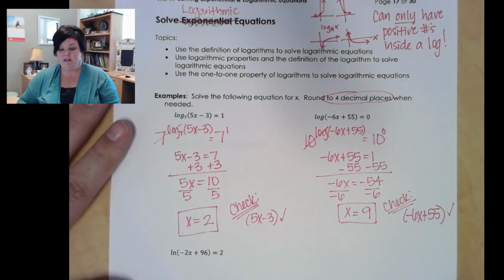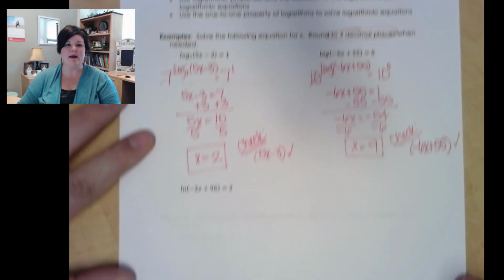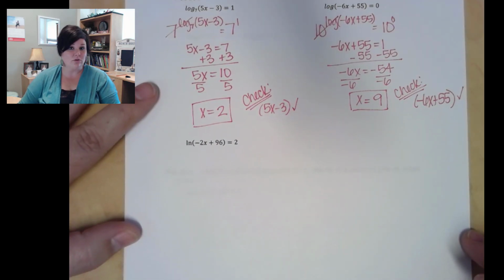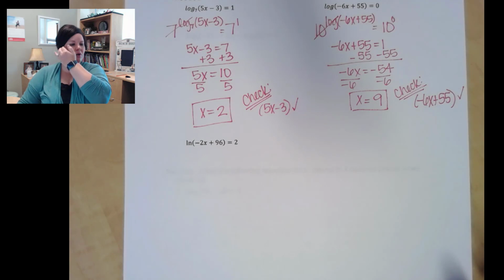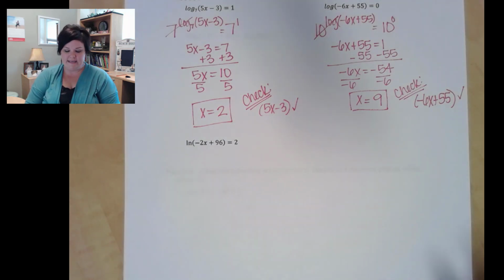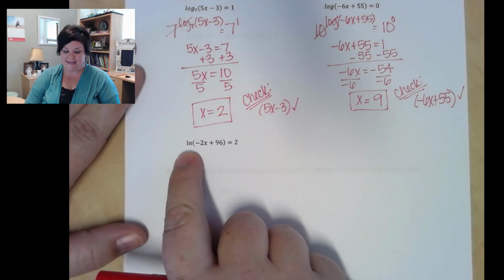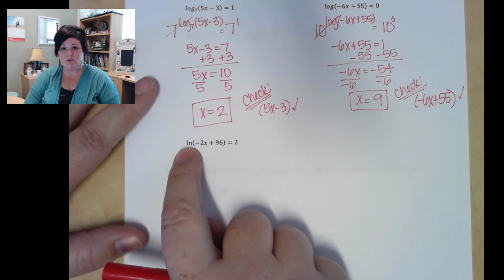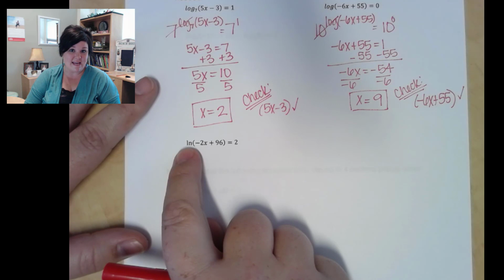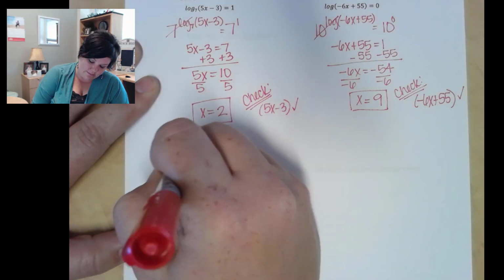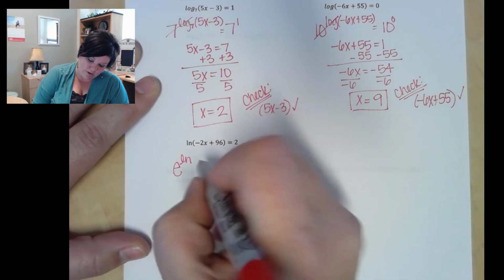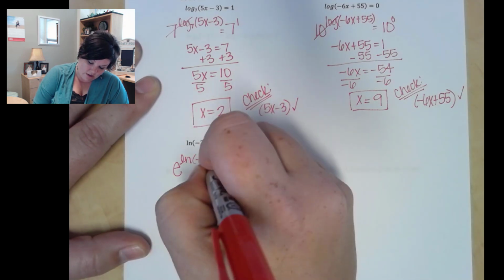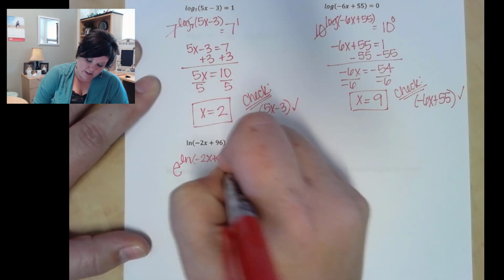Let me look at another one that's a little different. Same idea, but it's a natural log. Natural log, we work the same way. We need to get rid of that natural log so that I could get inside of it to solve for x. And to get rid of a natural log, which is log base e, I'm going to use exponential base e and raise my equation up into the exponent.